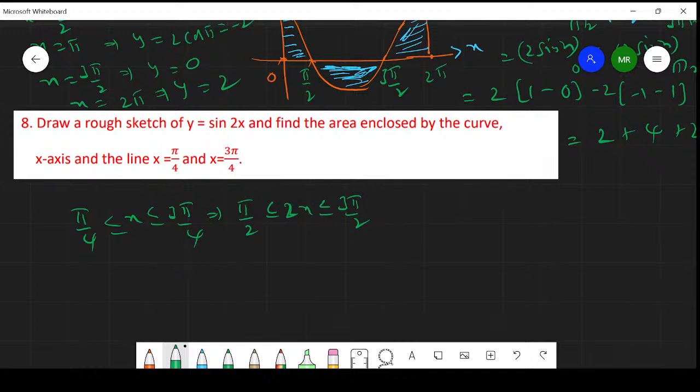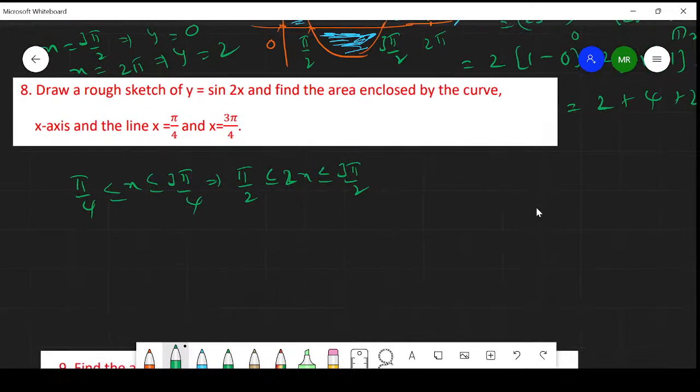Pi by 2 to 3 pi by 2. The values are written when I am dividing this one, we get pi by 2, 3 pi by 2. Sine 90 comes 1. Sine 2x, when I have taken the values pi by 4 less than 2x less than 3 pi by 2. Now I will draw the graph, then we will see the discussion. I will explain the graph.